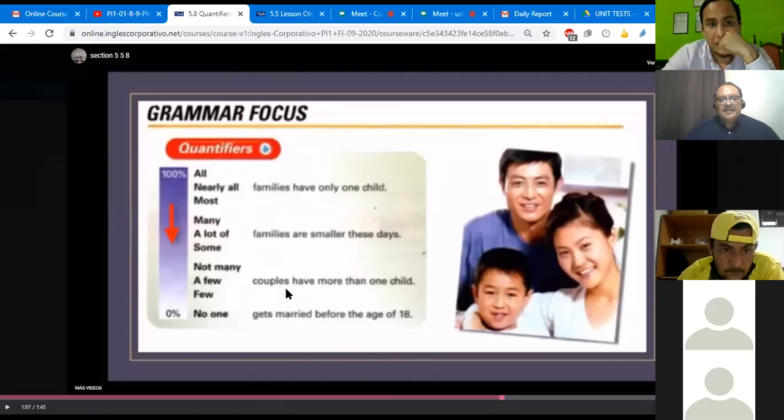For example, this is couples, parejas, families. Aquí estamos hablando de count nouns, plurals. Y el much, much is for uncountable nouns. For example, you can say many families are smaller. But you can say, for example, much water is wasted. But water is an uncountable noun.